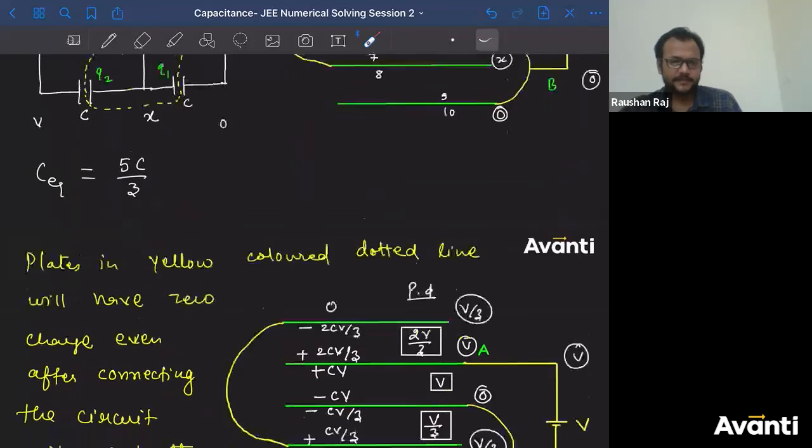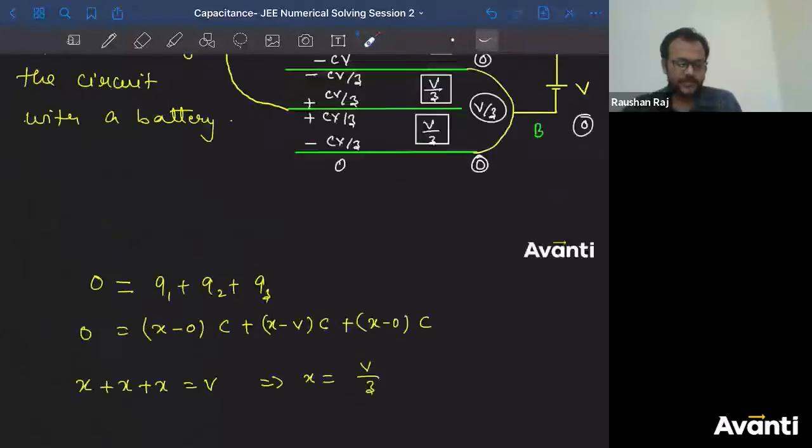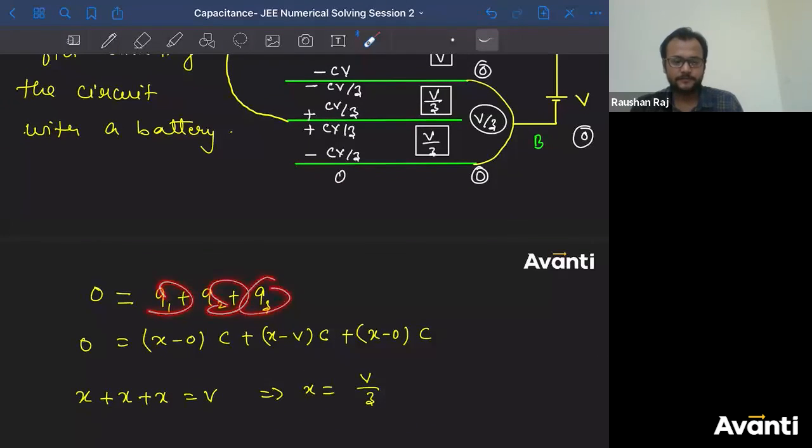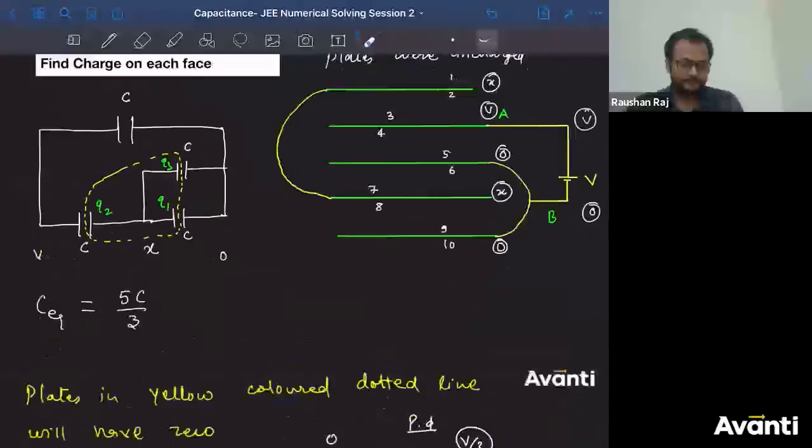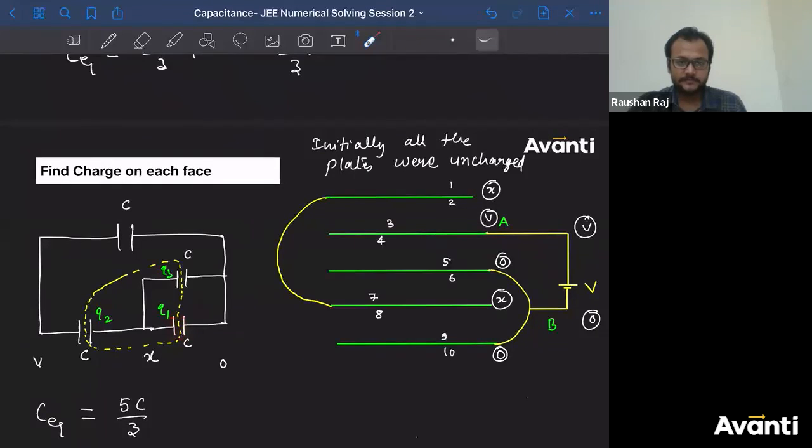All right? There is nothing more to it, I have only put the values of Q1, Q2, Q3. That's it. What is Q1? Charge on this plate. Q1 is charge on this plate. So charge on this plate will be equal to C into potential difference across this. So X minus 0 into C. Q2 is the charge on this plate. So X minus V into C is Q2. Q3, X minus 0 into C. That is what you have done.